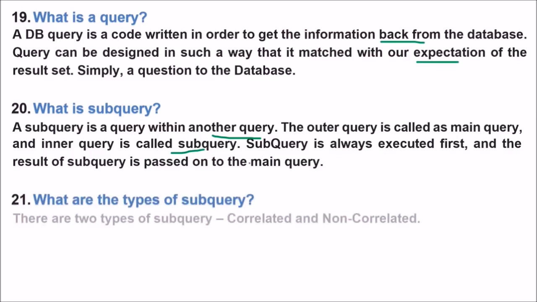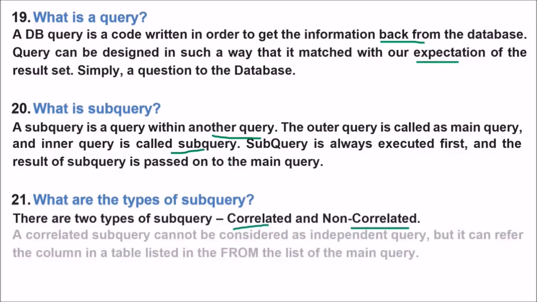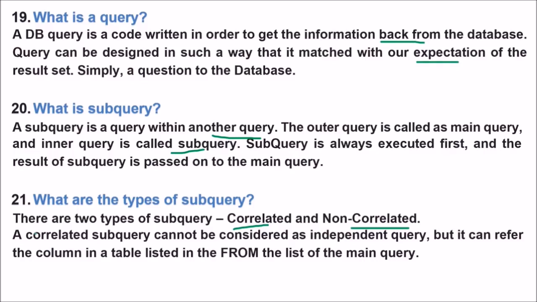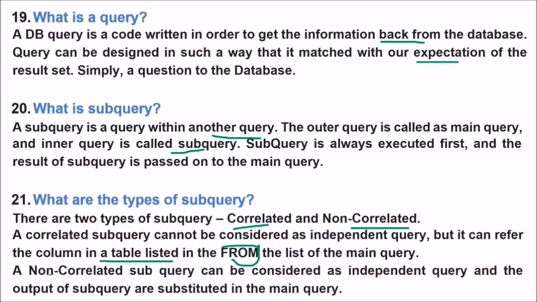What are the types of subquery? There are two types of subquery. They may be correlated or non-correlated. A correlated subquery cannot be considered an independent query, but it can refer to a column in a table listed in the main query. While a non-correlated subquery can be considered an independent query, and the output of this subquery is just substituted in the main query.